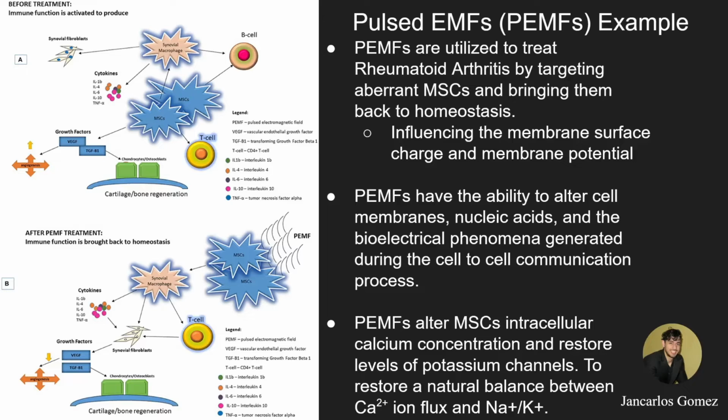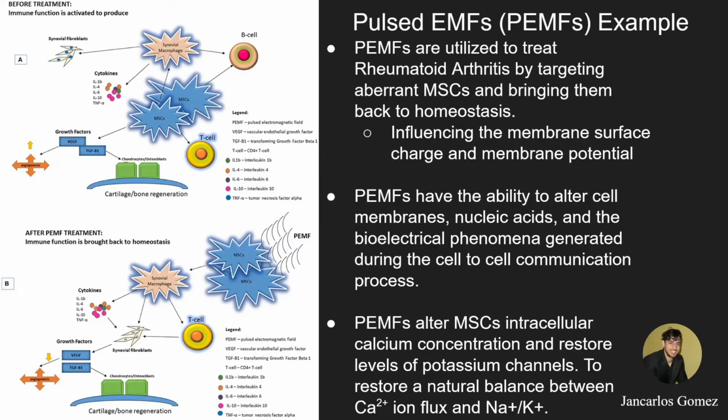The effects of pulsed electromagnetic radiation influence the charge on the membrane surface as well as the membrane's potential. Pulsed EMFs can alter cell membranes, nucleic acids, and even the bioelectrical phenomena generated during the cell-to-cell communication process. Thus, utilizing this technology is a major advancement in getting stem cells to act in a way we want them to. By altering the intracellular calcium concentration and restoring the levels of potassium channels in mesenchymal stem cells, we can restore natural balance between calcium ion flux and sodium potassium ions.